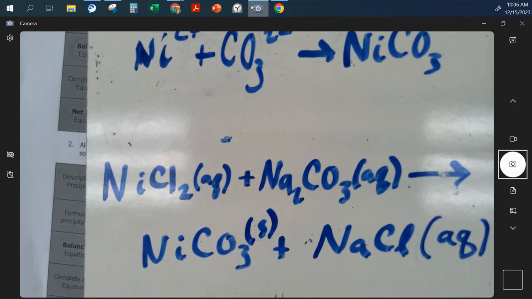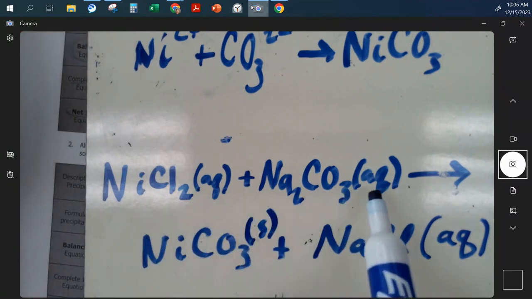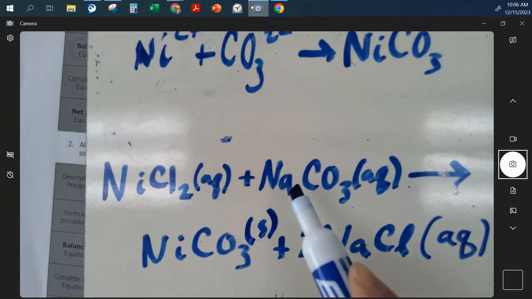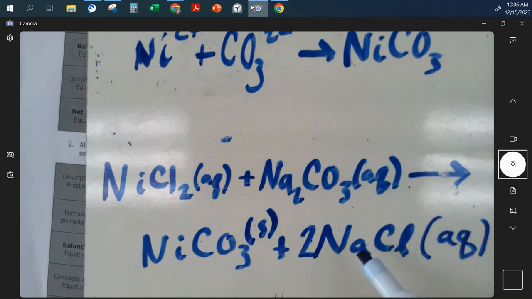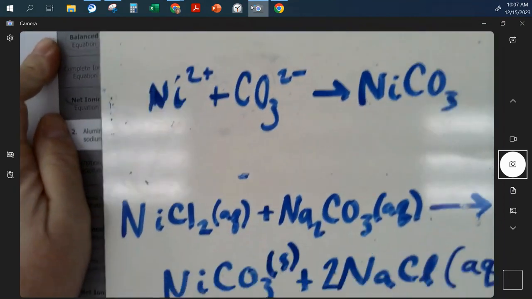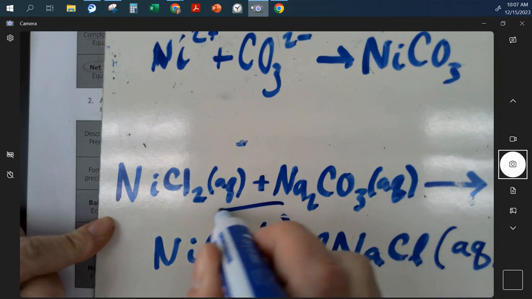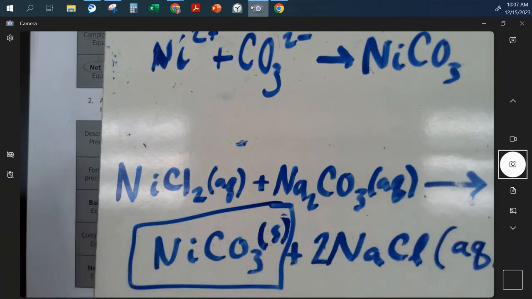Then we need to see if it has to be balanced. Is this balanced? On this side, we have 2 chlorines. On this side, we have 2 sodiums. Now this side, we have 2 chlorines. So I just need a 2 in front of the sodium chloride, and that will balance the equation. So that's the first part of this. And then the precipitate that's formed, well, we formed this nickel carbonate. So that's going to be our precipitate that's formed. And we know that's the solid because of the chart that we have.